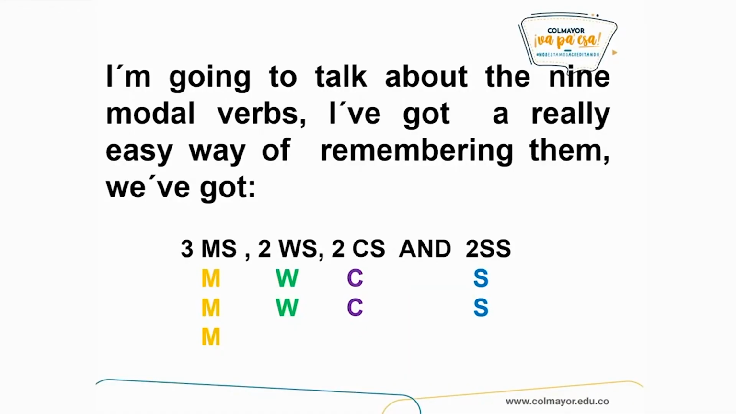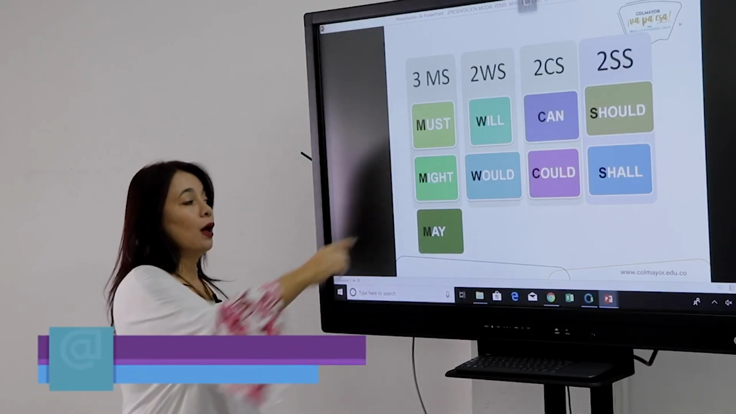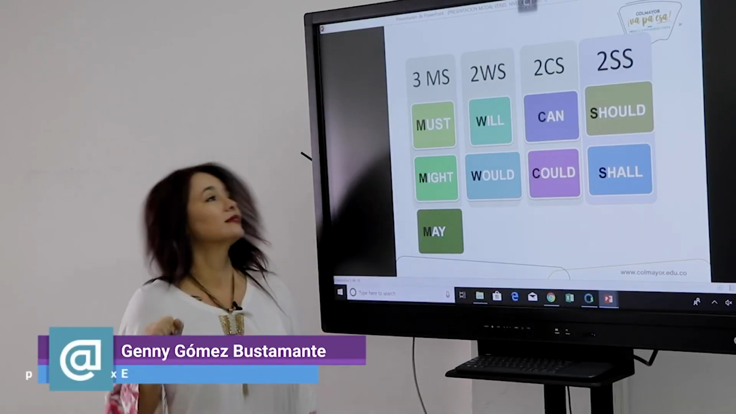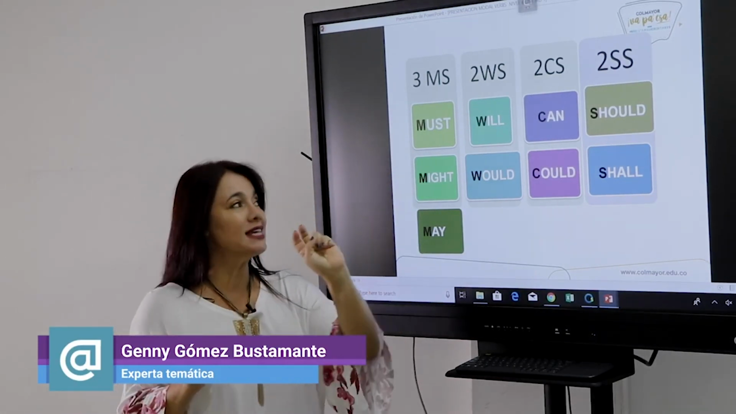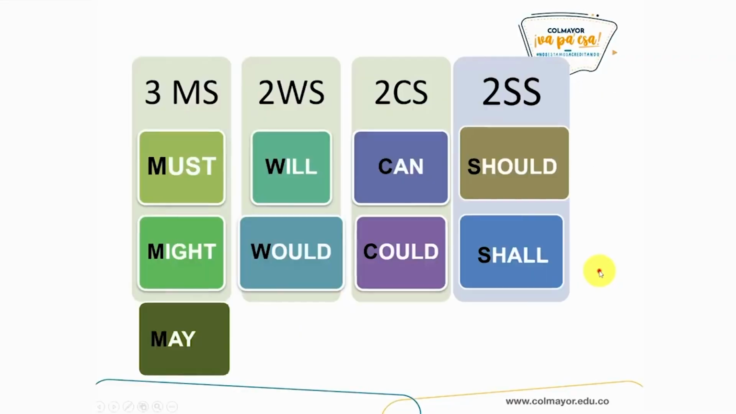I'm going to talk to you about the 9 modal verbs. I got a really easy way of remembering them. We got 3 M's, 2 W's, 2 C's, and 2 S's. The 3 M's are must, might, and may. The 2 W's are will and would. The 2 C's, can and could, and the 2 S's, shall and should.